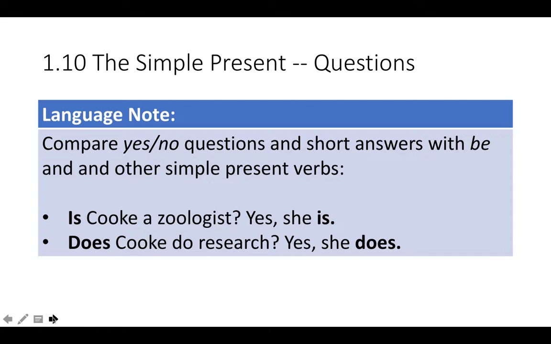And remember that when you ask a yes-no question with the verb to be, it looks different. You don't use do or does. Is Cook a zoologist? Yes, she is. But here's a different verb, not the verb to be. Does Cook do research? Yes, she does. Notice that this S for the third person is on the helping verb here. And this is the base form of the verb.